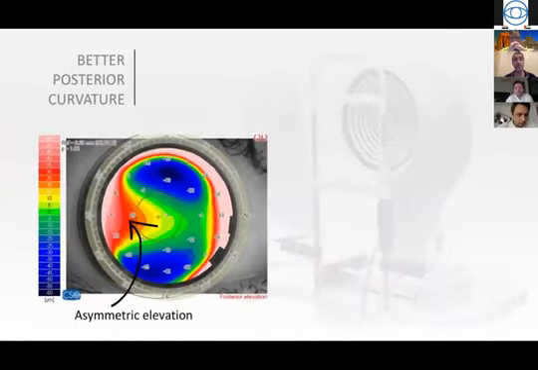How about now posterior curvature? So not just float, now curvature. Take a look at this patient. You could see the asymmetrical elevation temporally. And one would tend to think that this might be keratoconus.